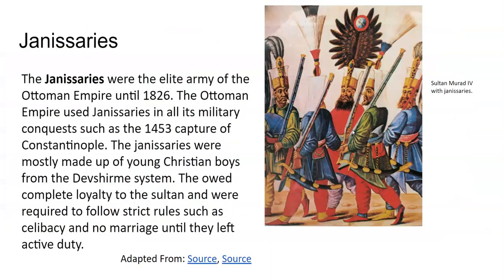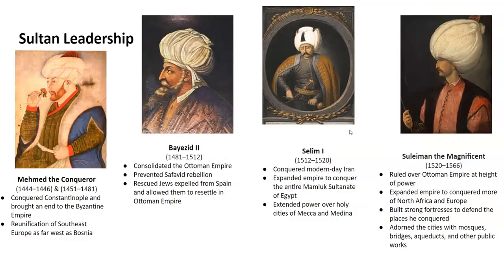Okay, so here's a little bit more on the Janissaries. They were the elite army of the Ottoman Empire till 1826. The Ottoman Empire used Janissaries in all its military conquests, such as the capture of Constantinople in 1453. The Janissaries were mostly made up of young Christian boys from the Devshirme system, and they owed complete loyalty to their sultan and were required to follow strict rules such as celibacy and no marriage until they left active duty.